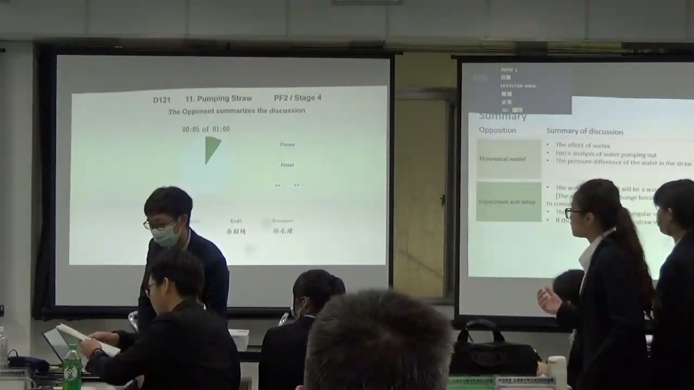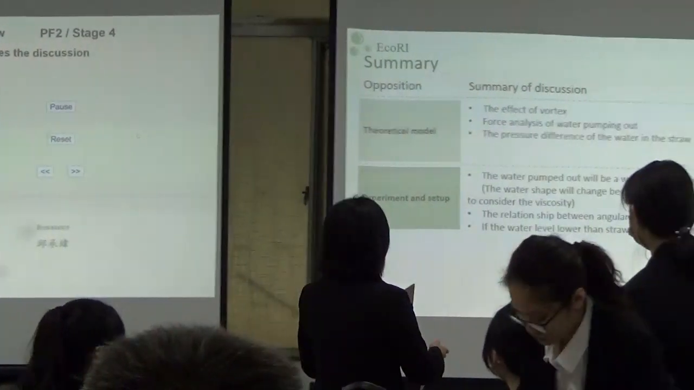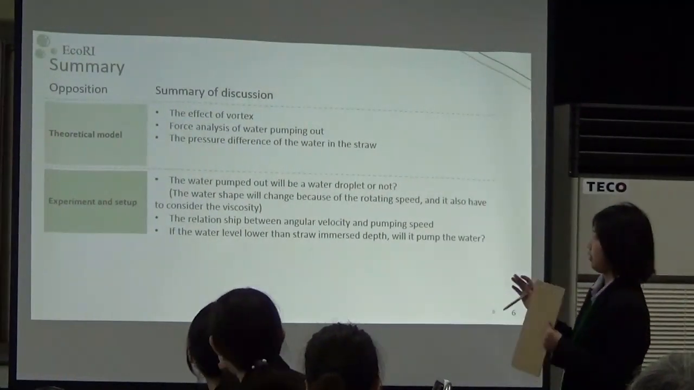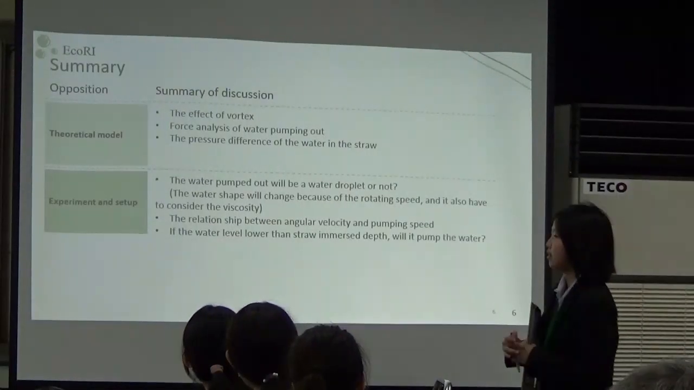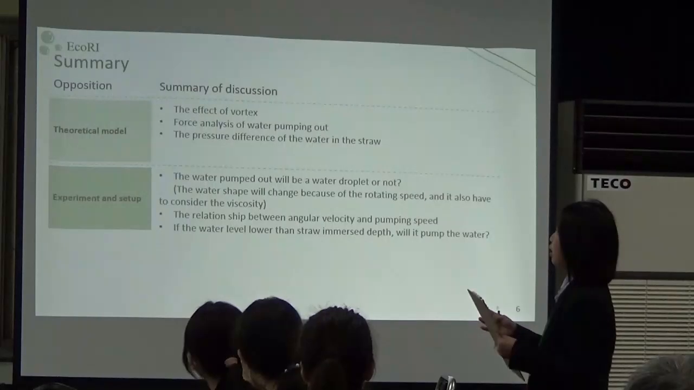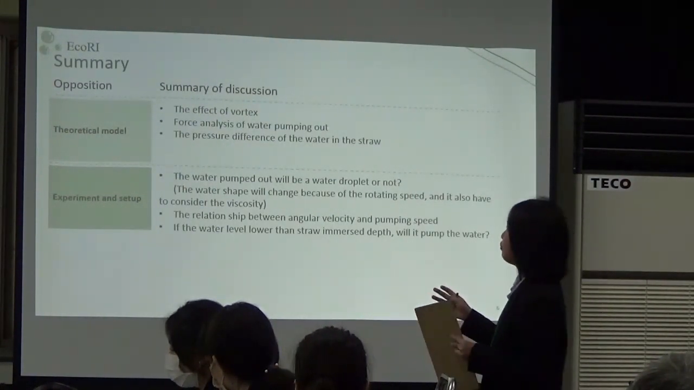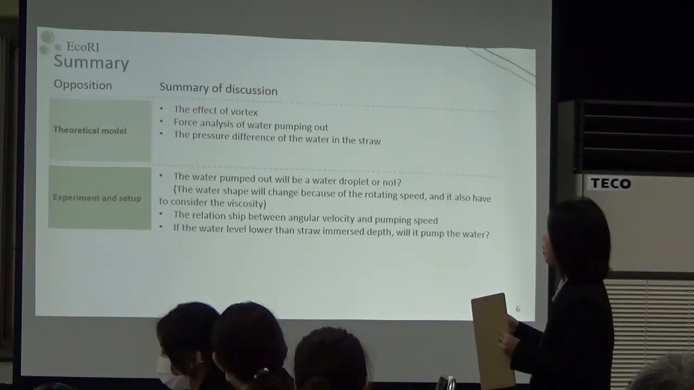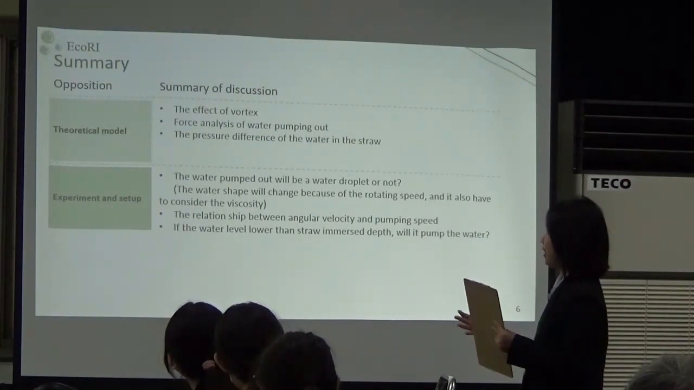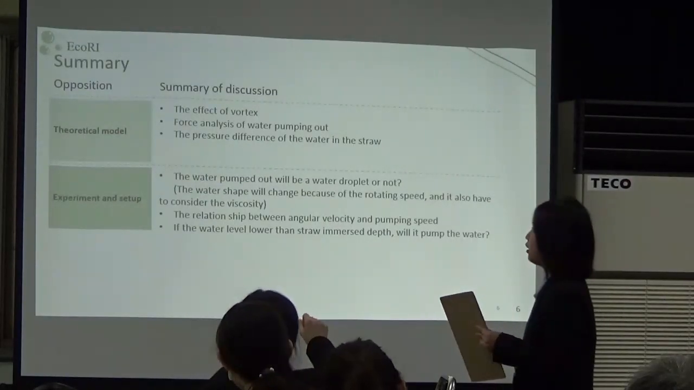The opponent will summarize the discussion. Okay, to summarize the discussion. From the theoretical part, we discussed the effect of the vortex, and the reporter thinks that the vortex makes the pumping become faster, and I agree with the reporter. And from the first analysis of the water pumping out, we both think that if FC cosine theta is bigger than the gravity component, it can let the water pump out.